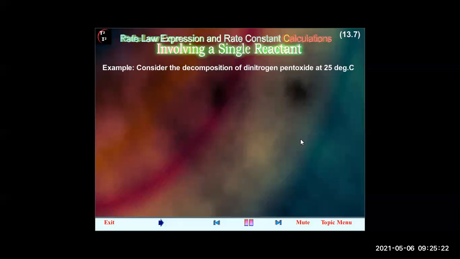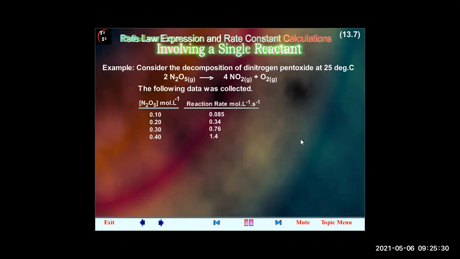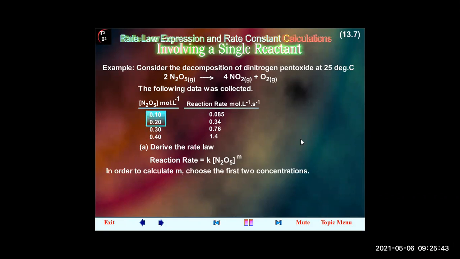Example. Consider the decomposition of dinitrogen pentoxide at 25 degrees Celsius. The following data was collected. A. Derive the rate law. Reaction rate equals K times the concentration of N2O5 raised to the power of M. In order to calculate M, choose the first two concentrations.